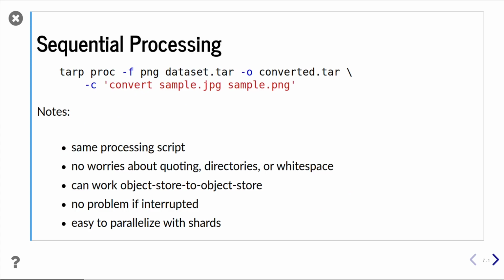Here's the same job using the tools that we'll be talking about in this video. Notice that the processing script, the conversion, is actually the same. There are no worries about quoting or directories or white space. This code can actually work object store to object store. It doesn't require any data to be stored on the local file system. There's no problem if the job is interrupted, and it's easy to parallelize with shards. We will see how all of this works in the rest of the video.